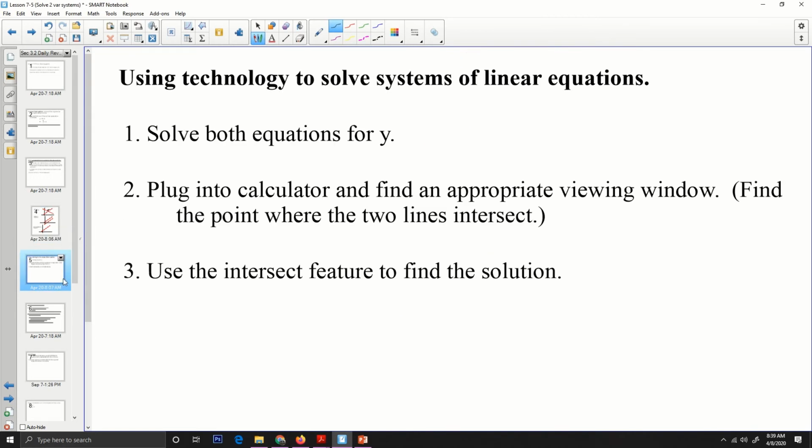exactly the same. So, using technology to solve systems of linear equations, and this is for our graphing calculators. The first thing you're going to do is solve both equations for y, and then plug them into the calculator and find an appropriate viewing window. The first equation will be y1, the second equation will be y2, and then we're going to find the point where they intersect. To do that, we are going to use the intersect feature to find the solution.